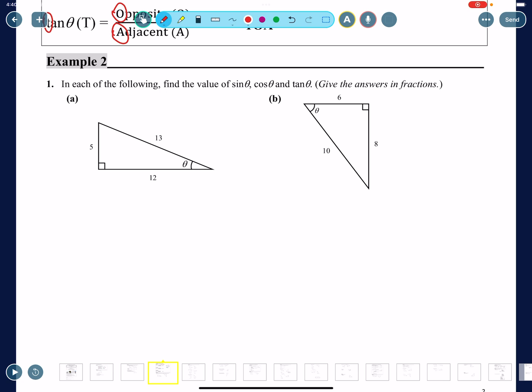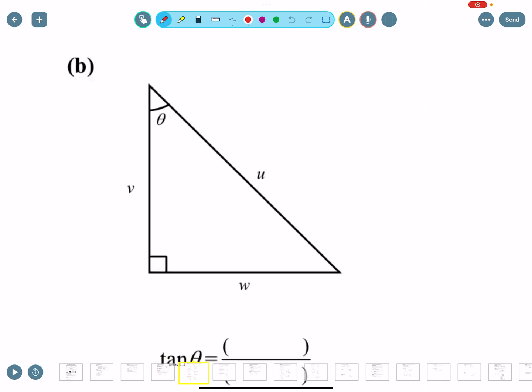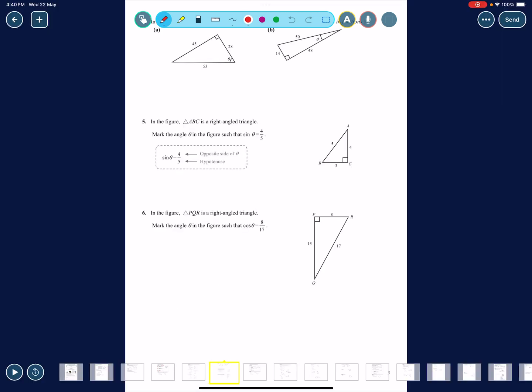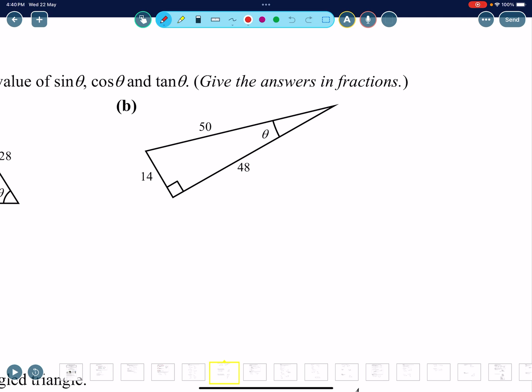All right, I'll do a difficult one. Let's say this one: find sine, cosine, and tangent. Before you start a question, you have to make sure you label the sides. Hypotenuse is the easiest to figure out. It's always opposite to the right angle. The side opposite to the angle that you're using is called the opposite side. The last one is the adjacent side. Adjacent means next to the angle.